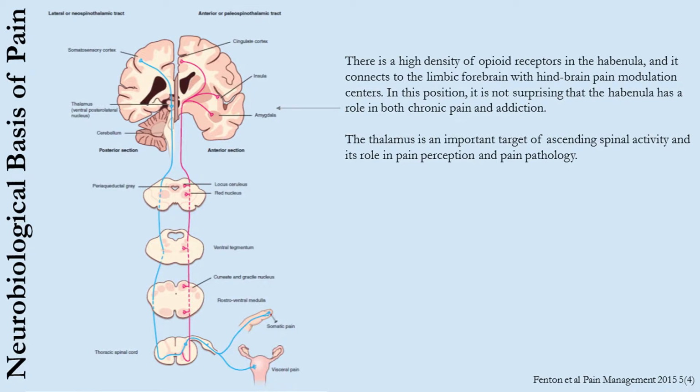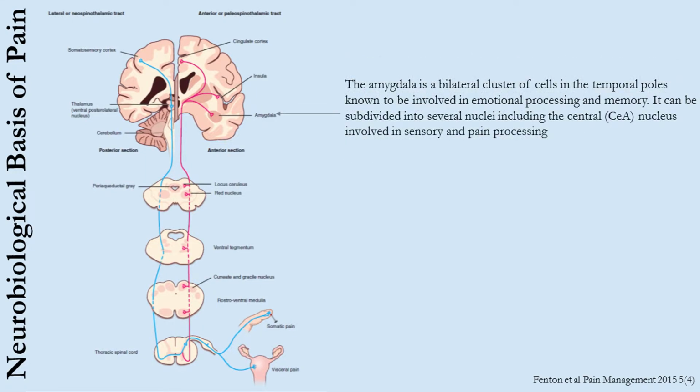Similarly, the thalamus is an important target of ascending spinal activity, and it has a principal role in pain perception and in pain pathology. Within the limbic system is the amygdala. The amygdala is a bilateral cluster of cells in the temporal poles known to be involved in emotional processing and in memory processing. It can be subdivided into several nuclei, including the central nucleus, involved in both sensory and pain processing.